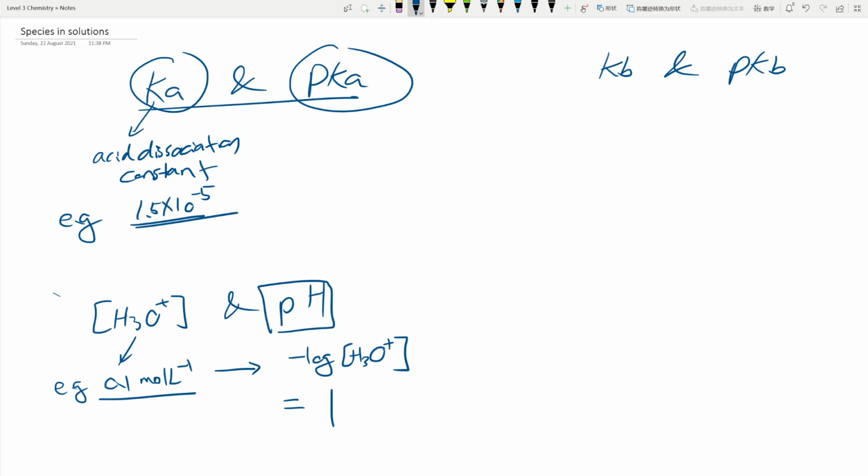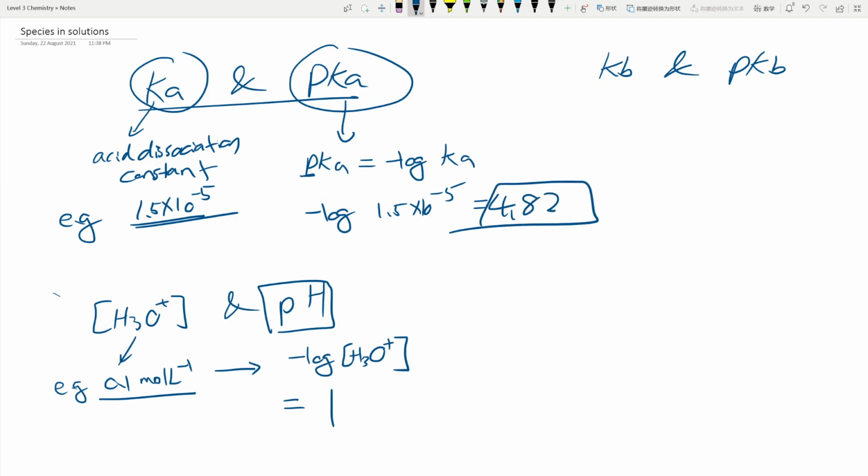So as scientists, we need to be able to communicate the idea to the general public. This is where pKa comes in. pKa, just like pH, what does that P stand for? P stands for negative log. So you just take the negative log of Ka. If you grab a calculator and go negative log of 1.5 times 10 to the power negative 5, I get 4.82. This is such an easier number to talk about and communicate.